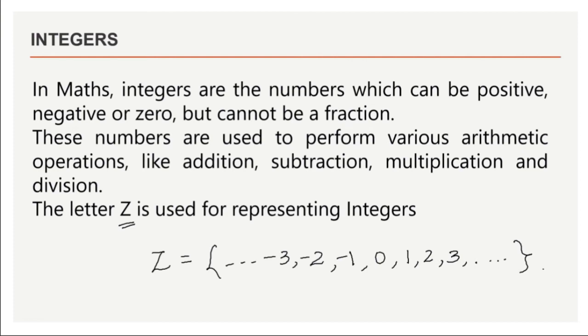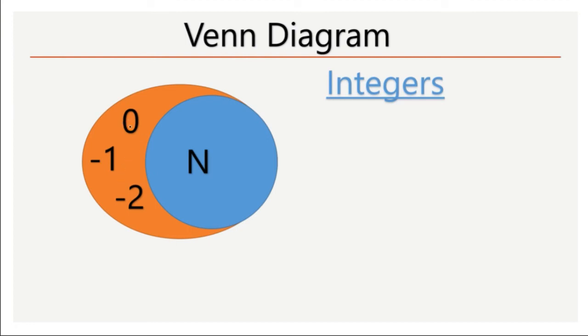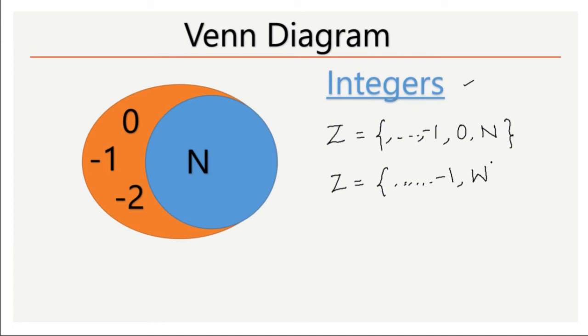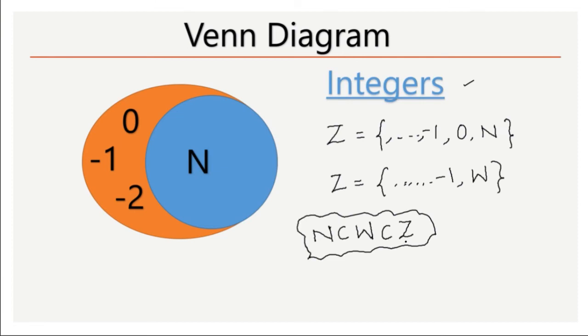When we look at the Venn diagram, we observe here zero and negative numbers along with the natural numbers are forming the set of integers. So I can write letter Z as all the negative numbers, zero, and the set of natural numbers. Or else I can write the same thing as all the negative numbers and the set of whole numbers. We have learned that natural numbers are contained in whole numbers. Now it's very clear that whole numbers are contained in the set of integers. So out of these three number systems, the set of integers is the larger set.